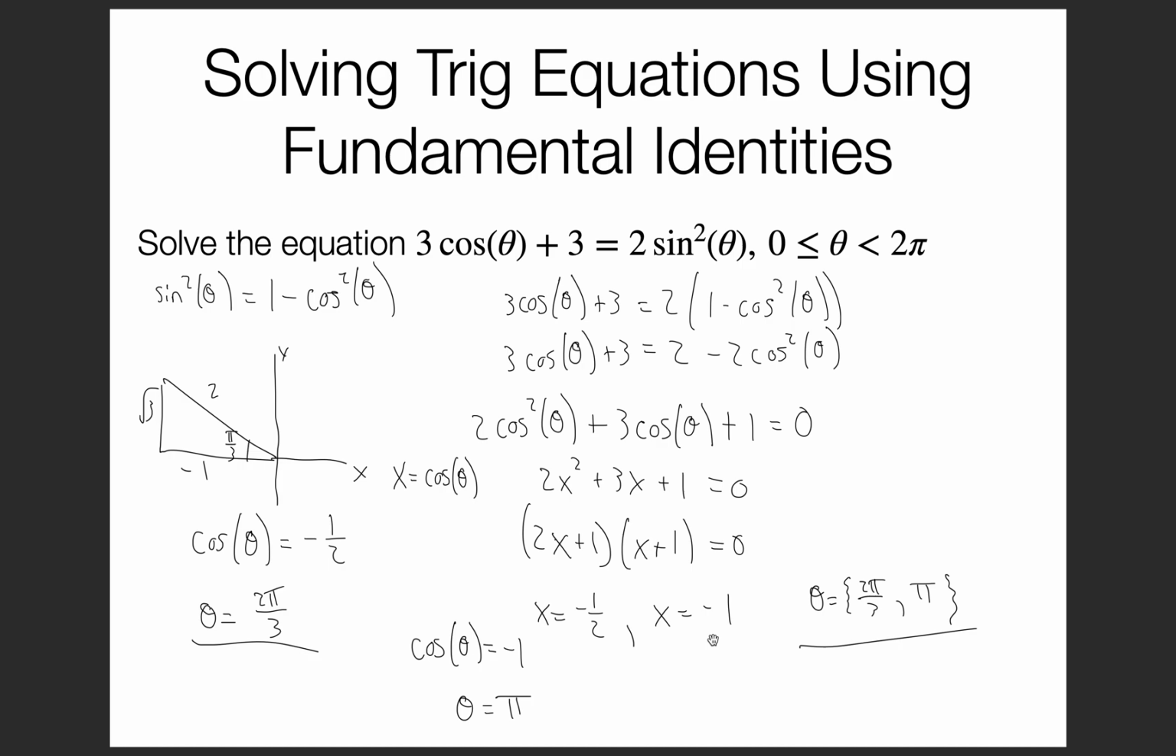I replace sine squared with 1 minus cosine squared. So then I do some algebra, and then I get down after that to the equation 2 cosine squared of theta plus 3 cosine of theta plus 1 equals 0. And again, I need to solve for theta. So I use the same trick I did in the last problem. I let x equal cosine of theta, and I work down to find that x was going to equal either -1/2 or -1.